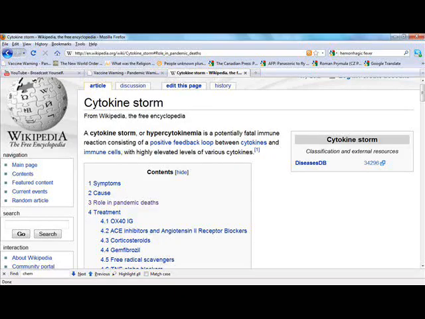And another unique characteristic of a cytokine storm is that it affects mostly people with healthy immune systems. And the reason behind this is that, as the Wikipedia article here states, a cytokine storm is a potentially fatal immune reaction consisting of a positive feedback loop. Now, note the word feedback. Think of this like feedback into a microphone. It starts off soft, but it just starts building on itself until it'll bust your eardrums, you know?